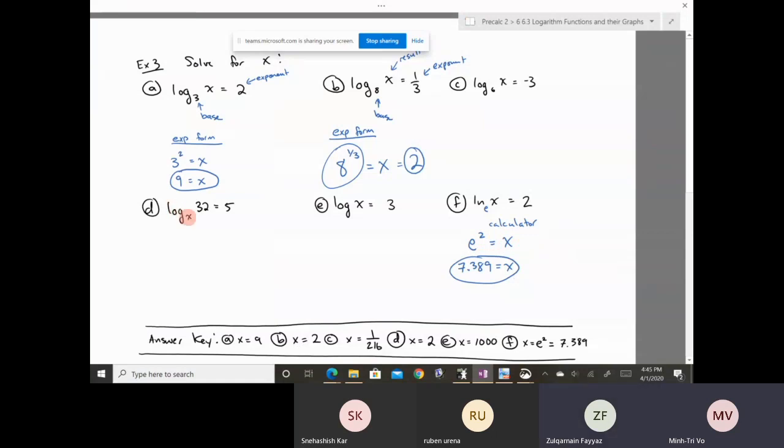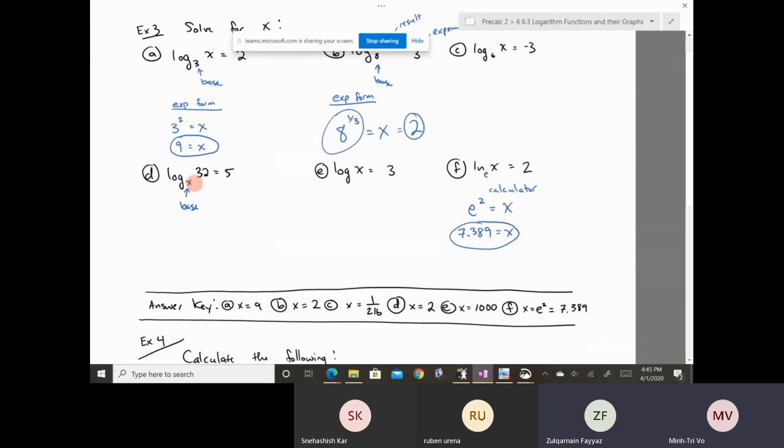So d is a little bit different, right? Because in all the other ones, x is in this place, so those are exactly the same. But this one, x is now in the base. But you start off in the same way. Just write it out: the base raised to this power is equal to this thing, which is 32.